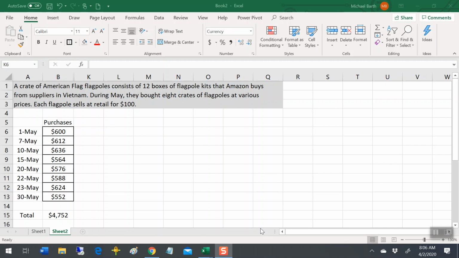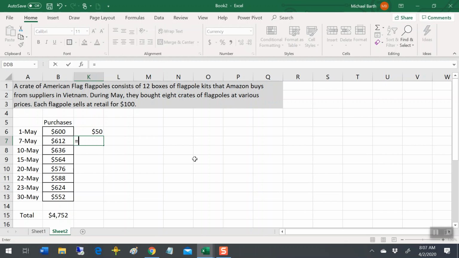Anyway, during May, Amazon bought 8 crates of flagpoles at various prices. Each flagpole sells at retail for $100. I paid $89, but it's easier to do it at $100 because then we can do the example easier. So this first crate they bought on May 1st, if there's 12 flagpoles in a box, then 600 divided by 12 means they paid $50 per flag.